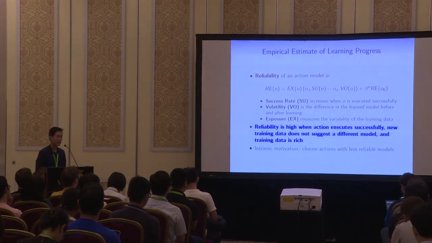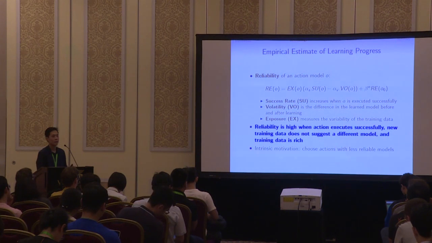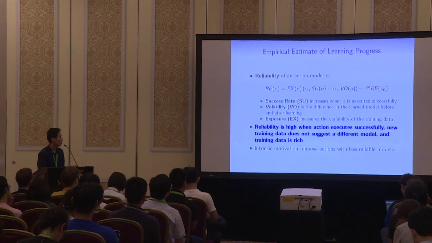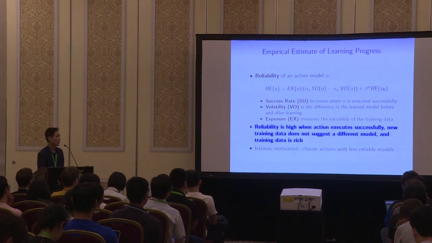So we define the richness of the training data as the sum of the dissimilarity in the pre-states of the training data. The dissimilarity is basically the number of predicates that are different between a pair of states. We could also use reliability as an intrinsic motivation in reinforcement learning, where during exploration, we choose actions that have less reliable learned models.